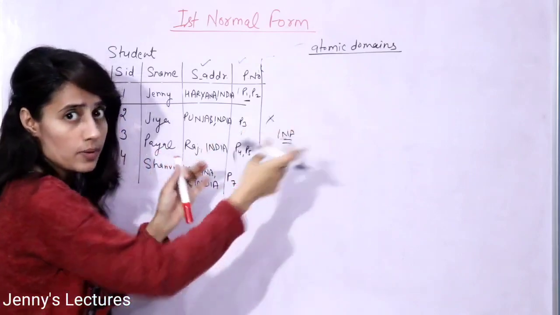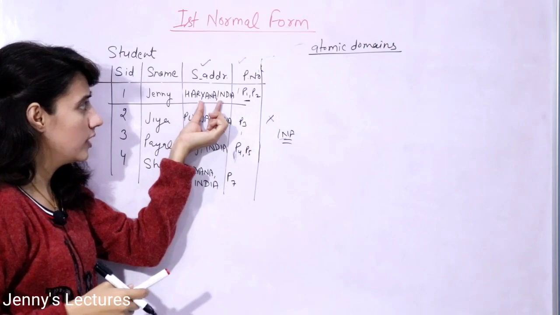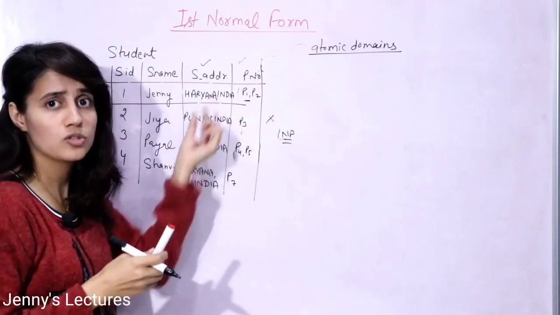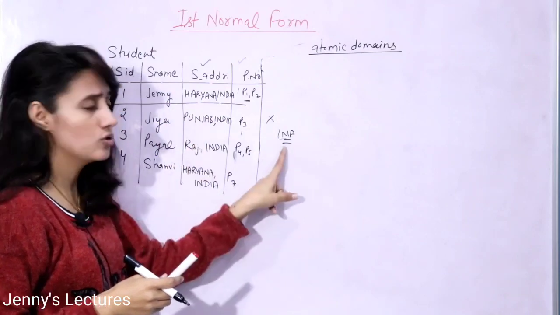Obviously there would be some phone number. This is also containing two values, so this is not atomic. This is also containing two values, so this is not atomic. So that is why this table is not in first normal form.